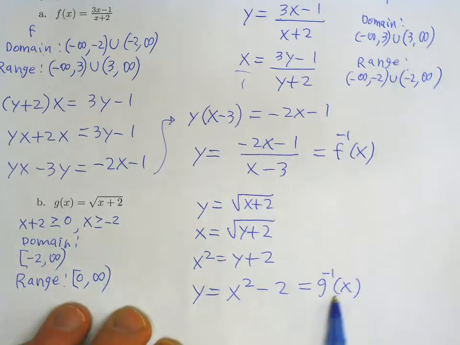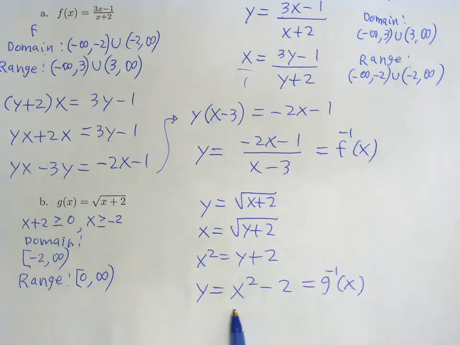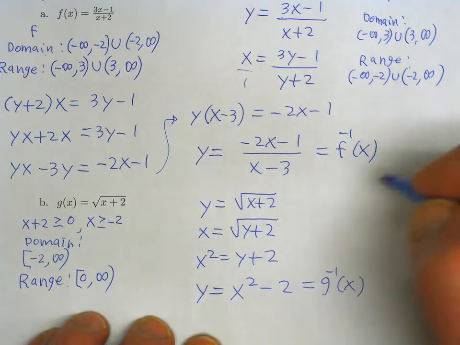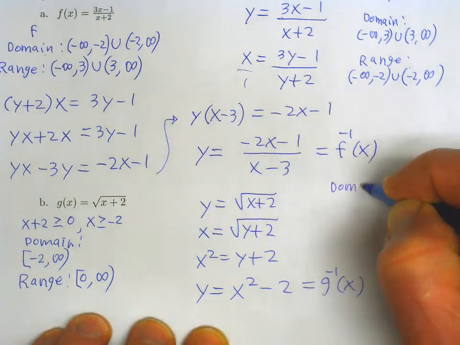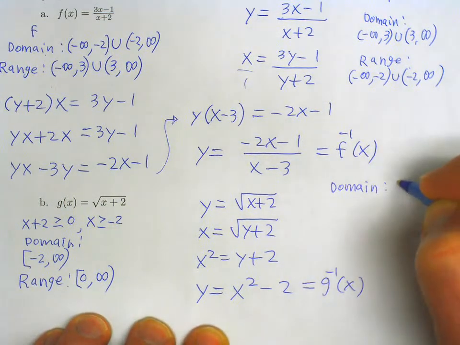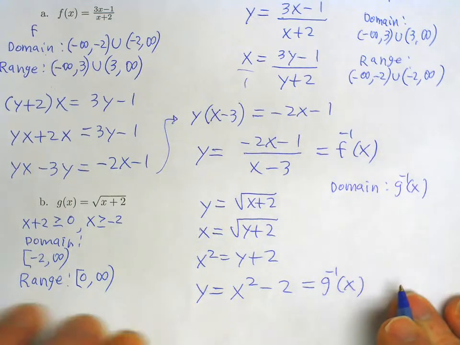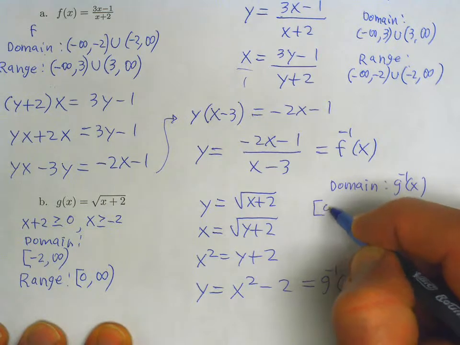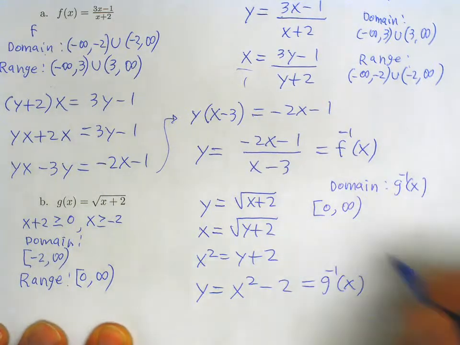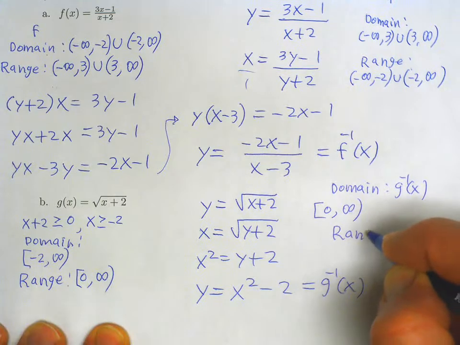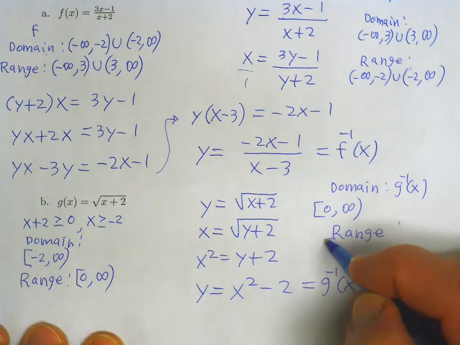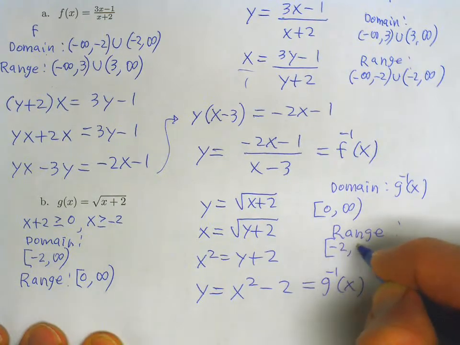Okay, but g inverse, even though it's equal to x squared minus 2, it's not a full parabola. So we should note what the domain of g inverse is. It's the same as the range of g. So its domain is from 0 to infinity, and its range is the same as the domain of g, which is bracket -2 comma infinity.